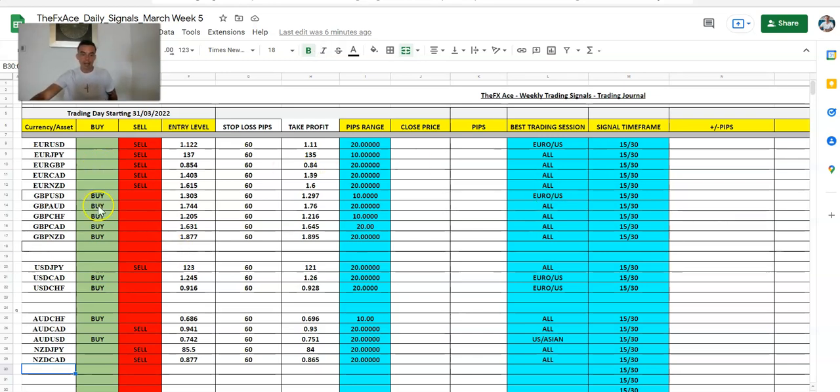Okay, right. So obviously currency asset, that's the currency pair you're going to be looking to trade. Buy and sell should be very simple here. We're only looking for sell signals on the dashboard, and if it's a buy, we're only looking for buy signals.